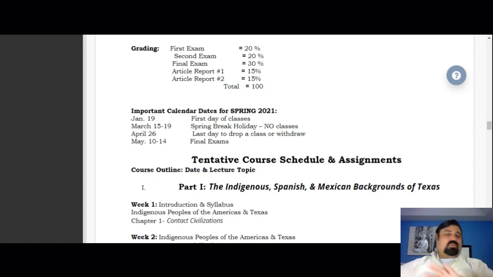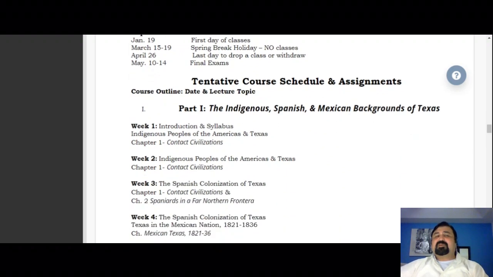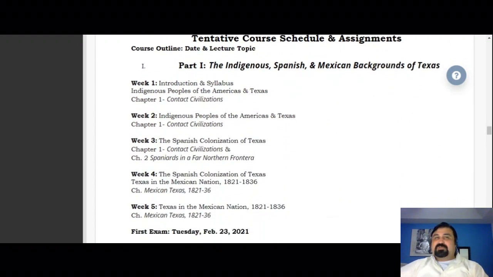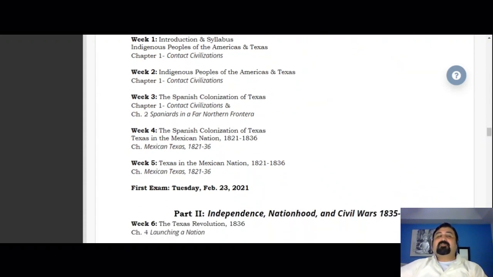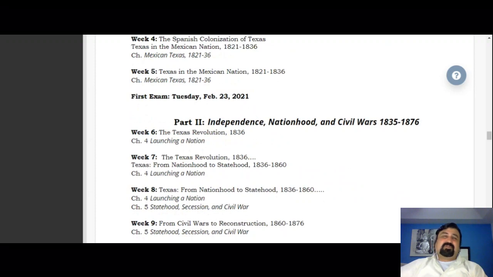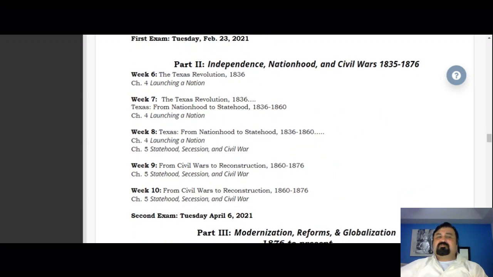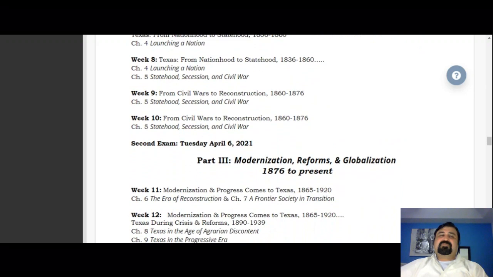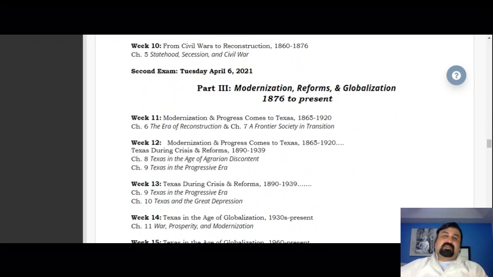Okay, all right, so again, this is pretty much a breakdown of the course, what the course is going to be like, and so on. Then there's going to be a tentative course schedule and assignments, week by week, which specific topics we're going to be covering each week, and when the first exam will take place, February the 23rd, tentatively, again. Then in part 2, it also shows you the week by week distribution and coverage of the topics and when the second exam is going to be, April the 6th.